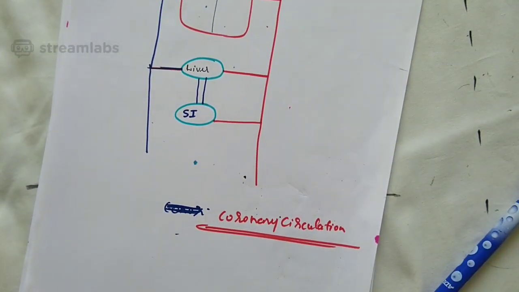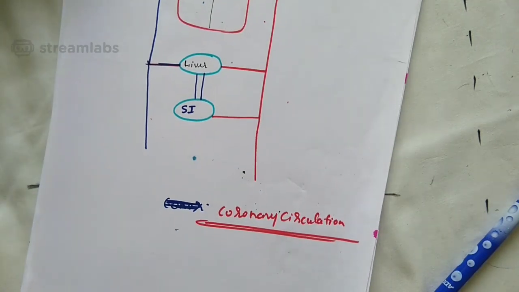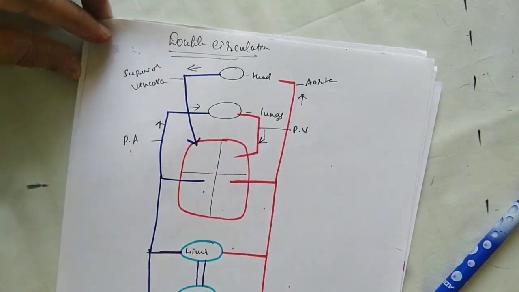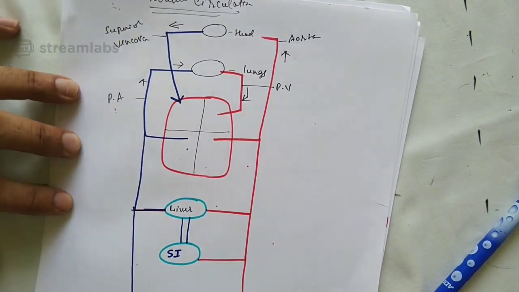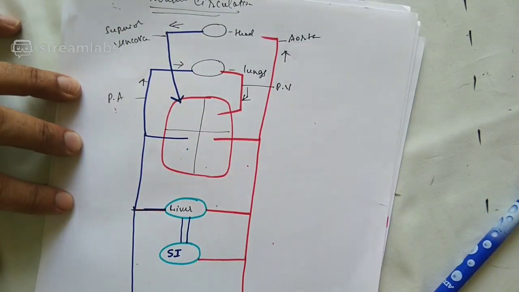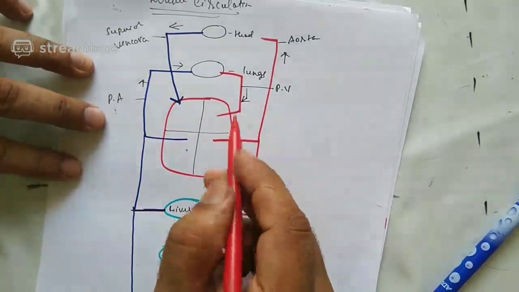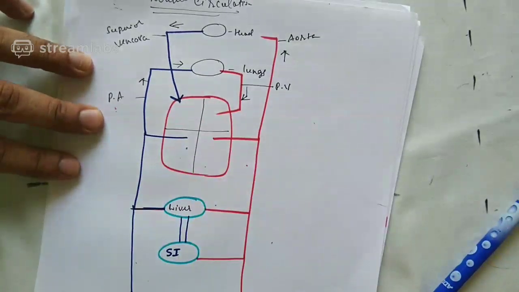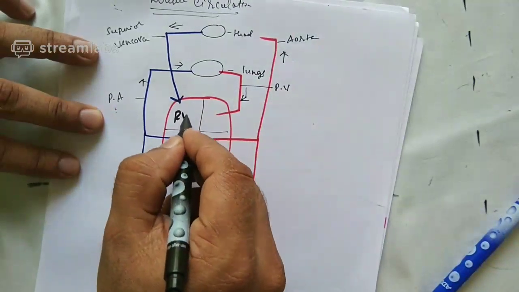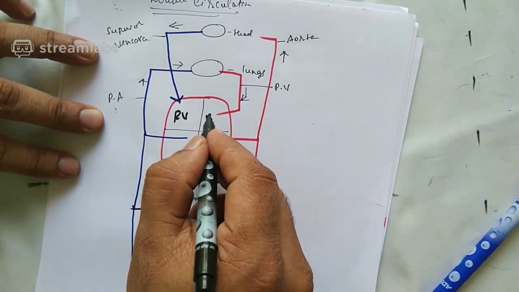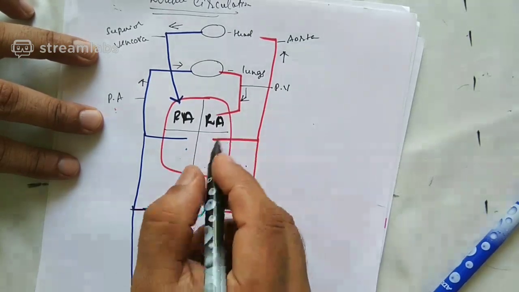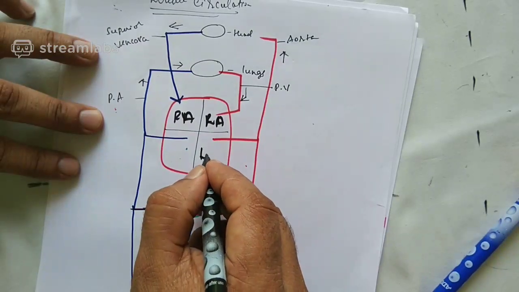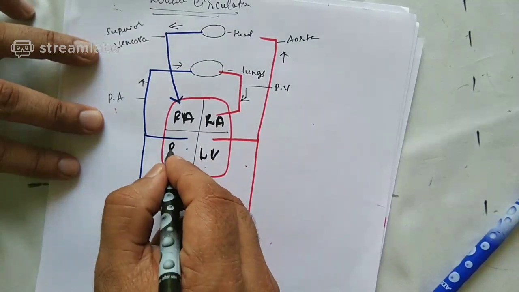Hope the matter is clear regarding the electrocardiograph. And I am moving on to the next aspect, students, double circulation. You may have already studied it, but I am explaining it in a different way. Just see here. Hope it is very clear for you. See, this is the right atria, and this is a left ventricle, and this is a right ventricle.